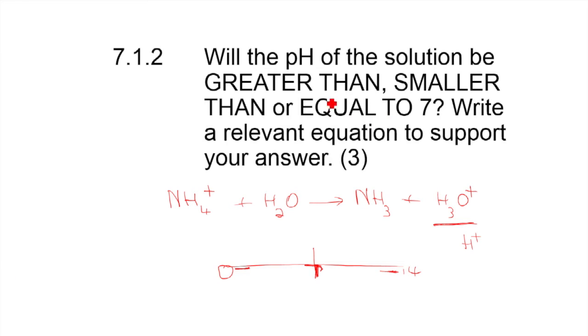So therefore, we can now answer this because we say this is acidic, so therefore the pH will definitely be less or smaller than 7. So this is the answer.